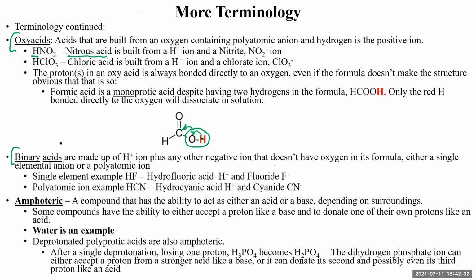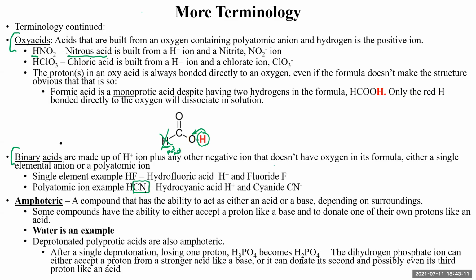But again, the point is that the hydrogen is directly connected to an oxygen. The hydrogen connected directly to the carbon is not the acidic hydrogen. It's the red one, the one that's directly connected to the oxygen. That's your acid hydrogen. Binary acids, if you recall, are when the hydrogen is attached to a negative ion that does not contain oxygen, including cyanide, which is a polyatomic ion as well, but the cyanide ion does not contain oxygen, so it is part of the binary class.